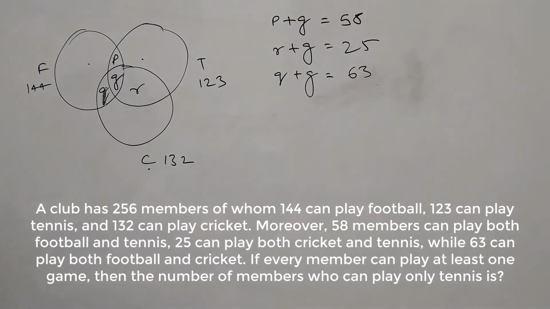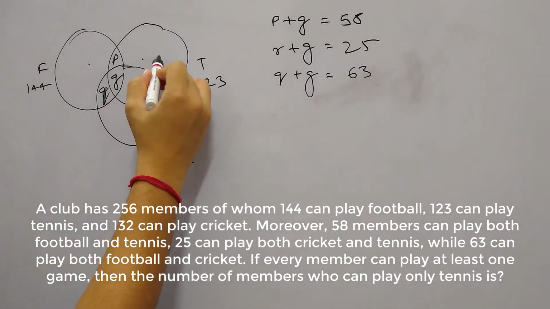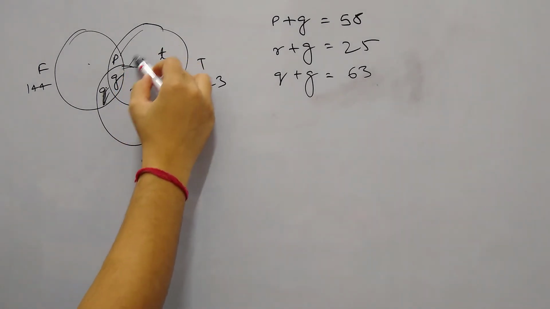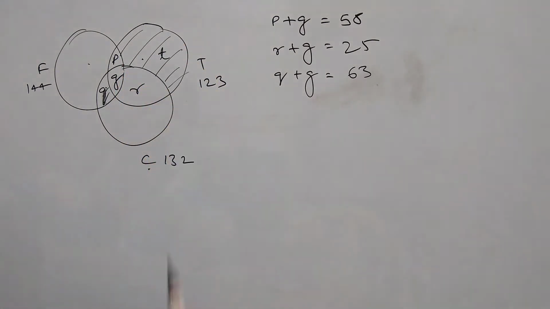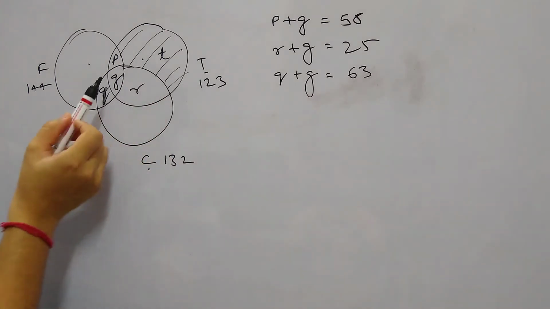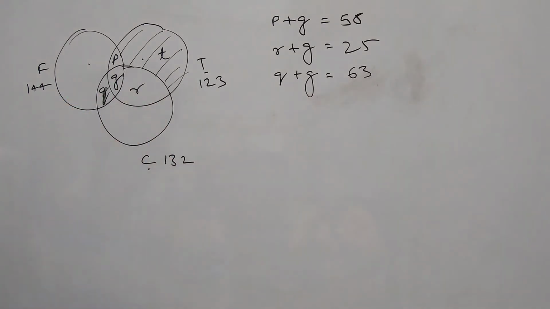And if every member can play at least one game, then the number of members who can play only tennis is what? So we need to find out those members who can play only tennis. Let this number be T. We need to find out T. So this shaded region is T. So we have the value of bigger T. We need to find out the small t. So from bigger T, if we subtract P, G and R, then we'll get the small t. That is what we need.